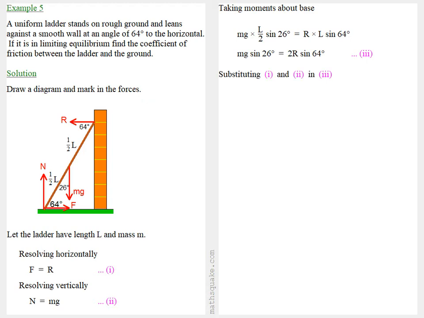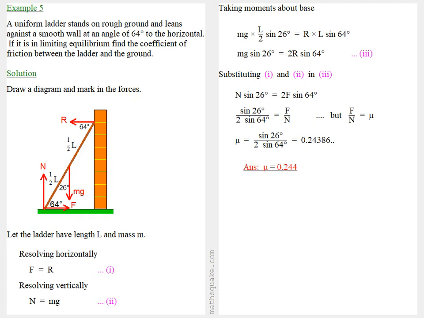Now if we substitute 1 and 2 into 3, we get N sine 26 is 2F sine 64, or F over N equals sine 26 over 2 sine 64. But F over N is mu, so mu is sine 26 over 2 sine 64, which works out to be 0.24386. And so the coefficient of friction, mu, is equal to 0.244.